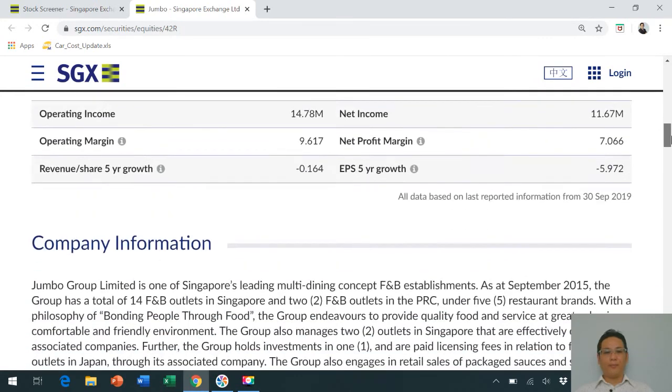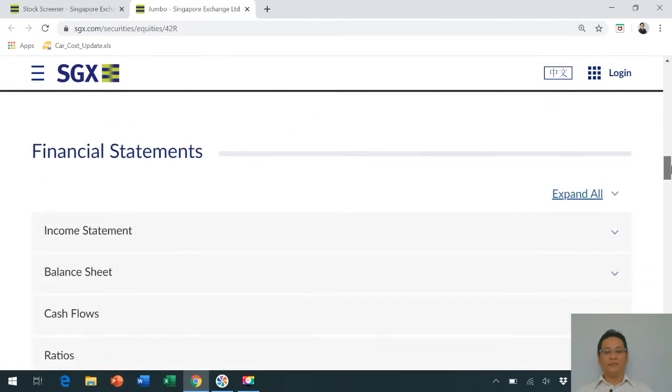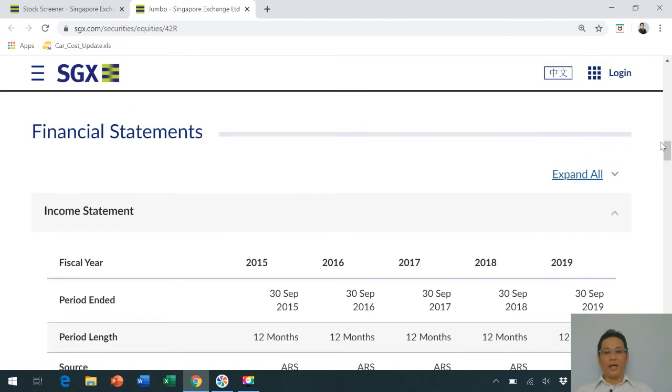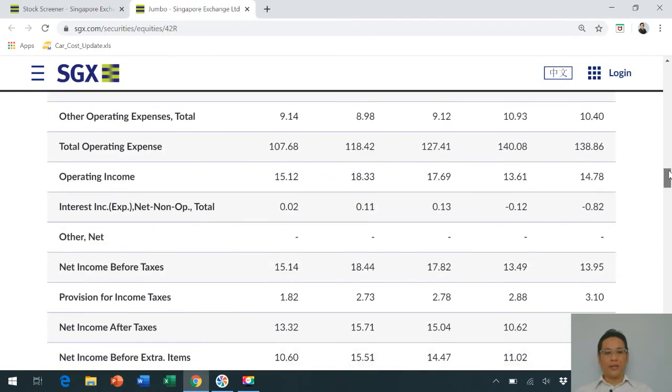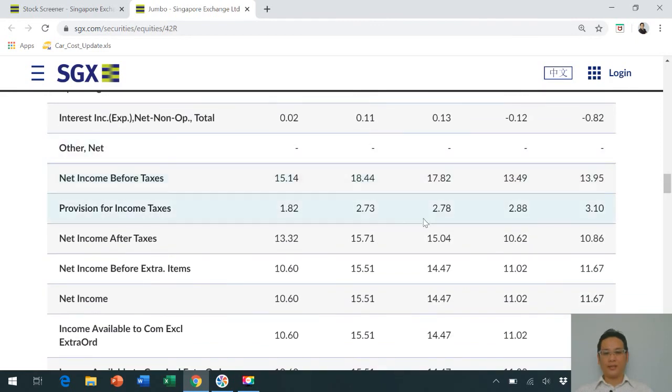The other few things I look at is this. If you scroll down a bit more, you can actually see the income statement over the past few years. So I usually click on income statement. I look at net income after tax, and you can see the income pattern over the past 5 years. In fact, I would say that the income profile is quite stable. They had a good run in these 2 years, but for the last 2 years, it actually came off. But I would still say that it's still quite stable.